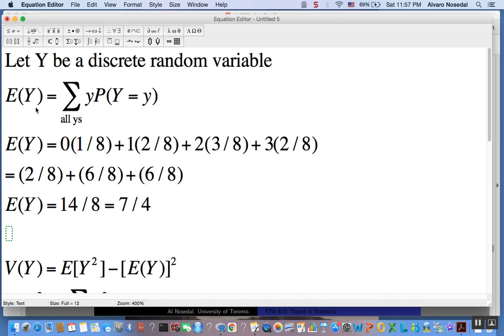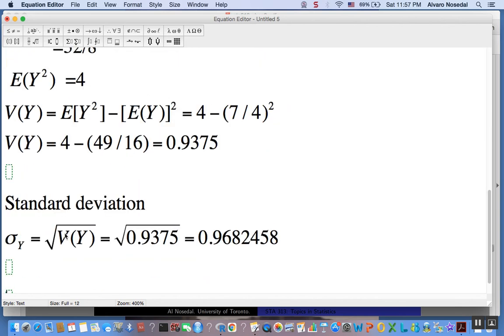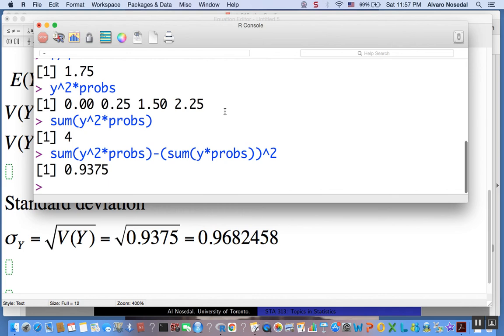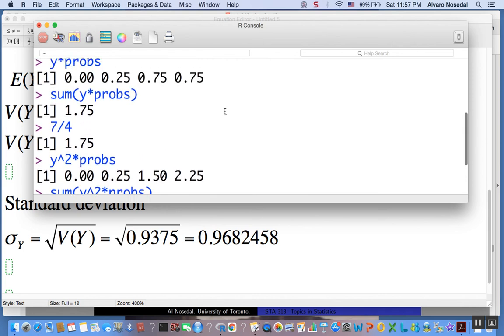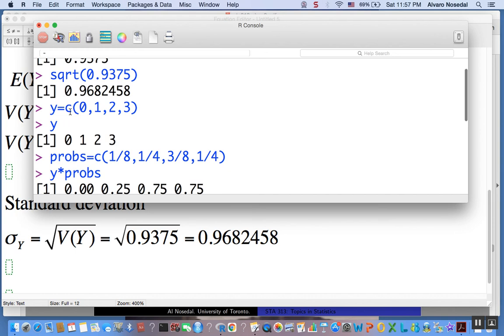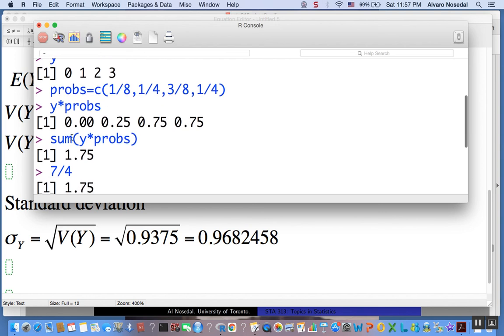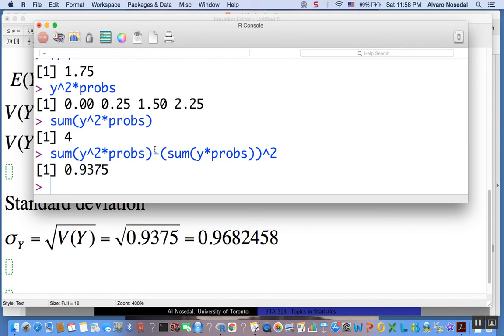So just a quick reminder of the definition for the formula to find the expected value of a discrete random variable, and also the variance for a discrete random variable. And then we just checked our work using R, and what was very useful was that c function, that R command that helps us create vectors, and the function sum. That's what we did here.